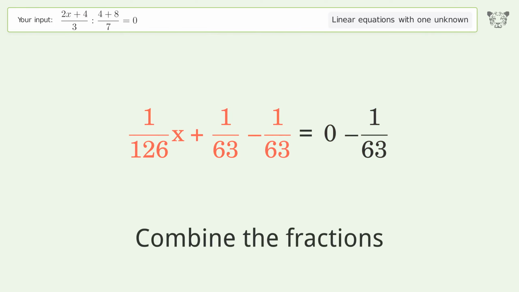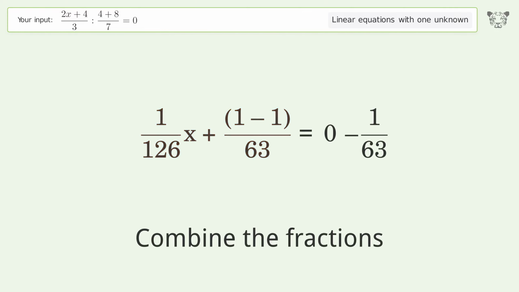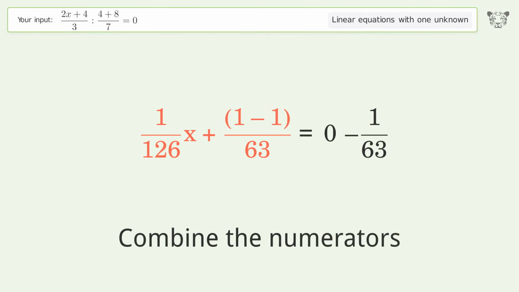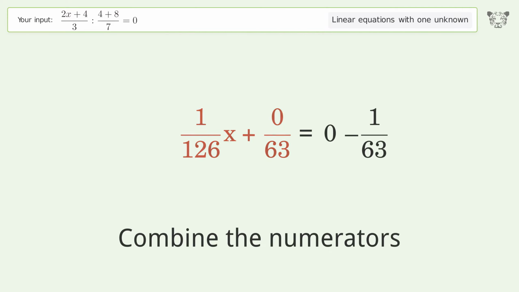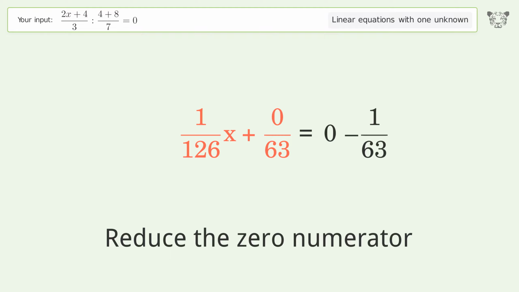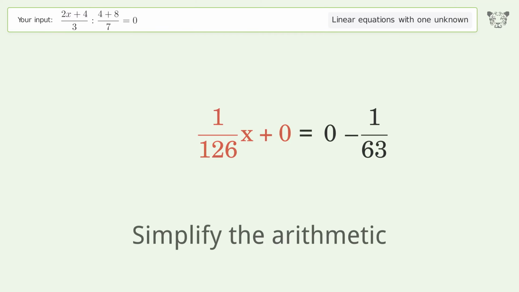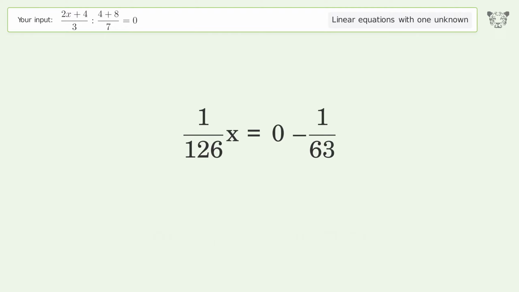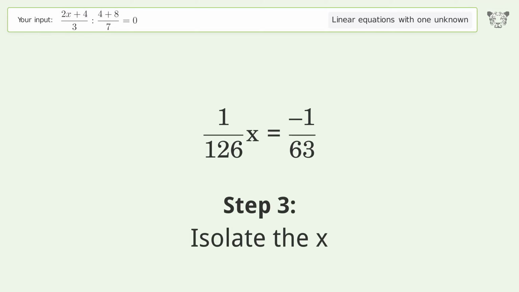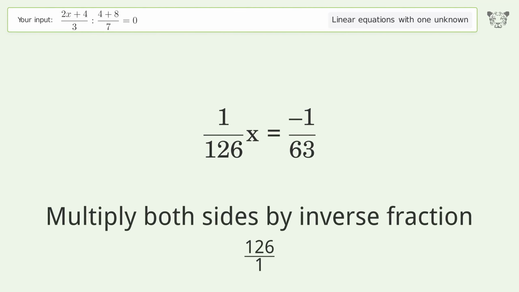Combine the fractions. Combine the numerators. Reduce the zero numerator. Simplify the arithmetic. Isolate the x. Multiply both sides by inverse fraction 126/1.